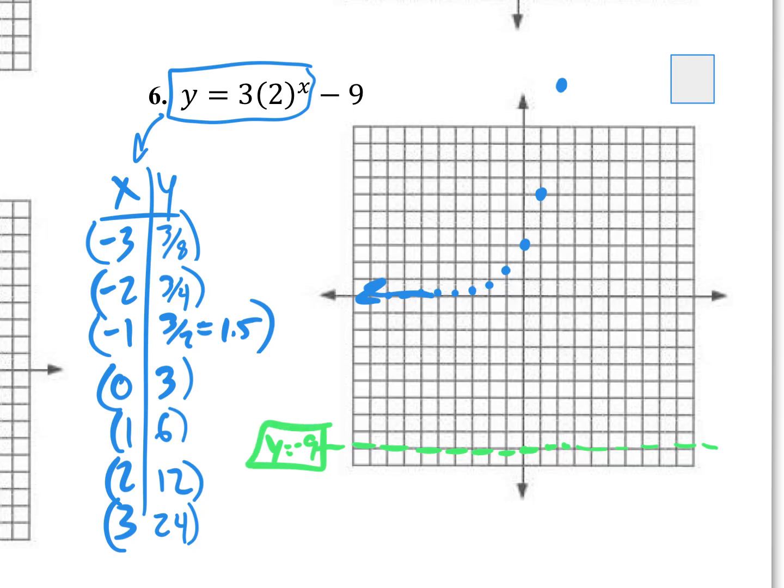And we know that our graph is going to end up down here looking like it's touching the asymptote. But we need to shift every single one of these blue dots 9 units down. So you're going to take this guy and move it 1, 2, 3, 4, 5, 6, 7, 8, 9 right there. And then you're going to take the next one, move it 9 down, 1, 2, 3, 4, 5, 6, 7, 8, 9 right there.